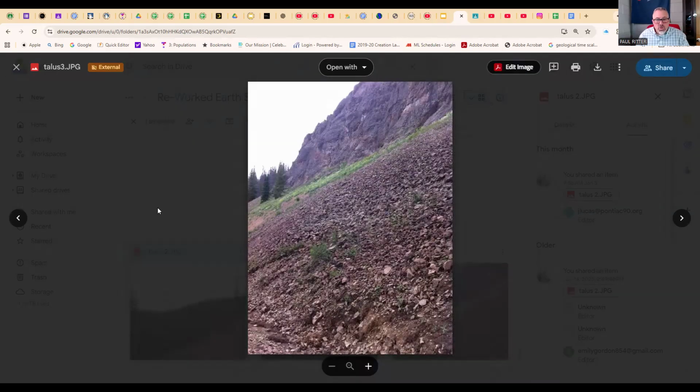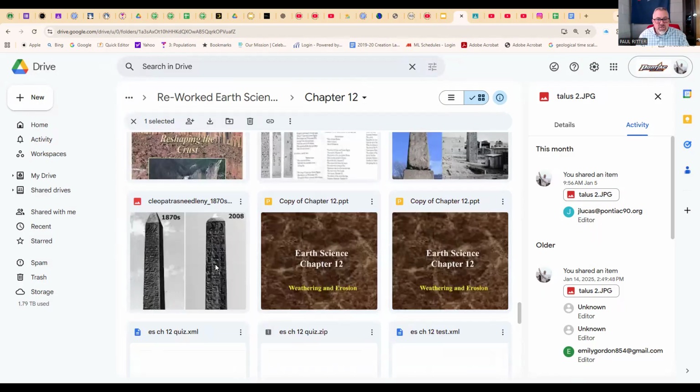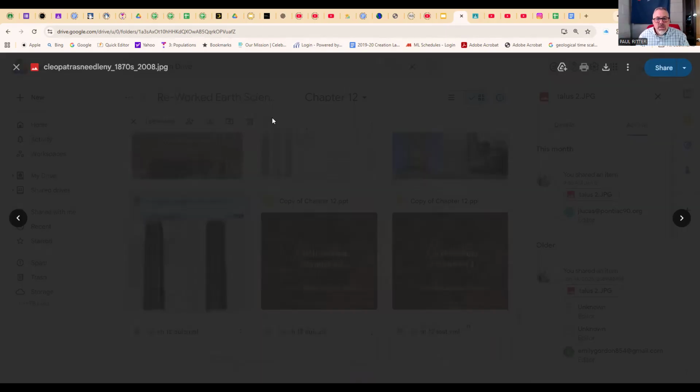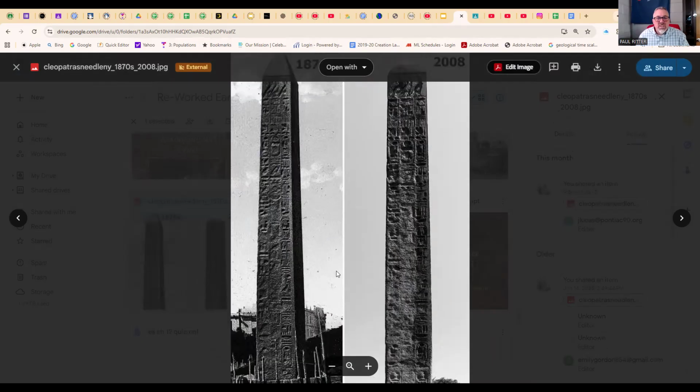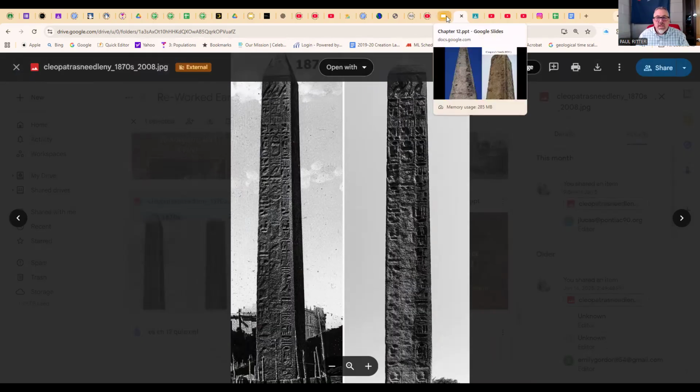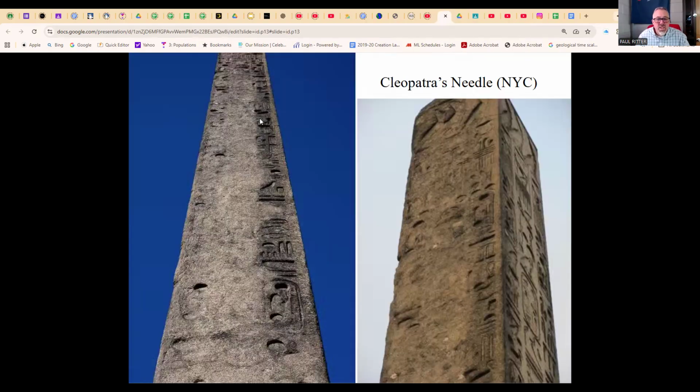Let me show you what it looked like when they brought it there. Here's 1870. You can read what's on the side of it if you know hieroglyphs, or hieroglyphics. And then in 2008, that's what it looked like. And this is what it looks like today. You can barely read it. So the question is, why? Why is it that way?